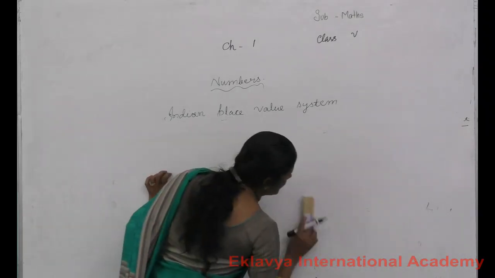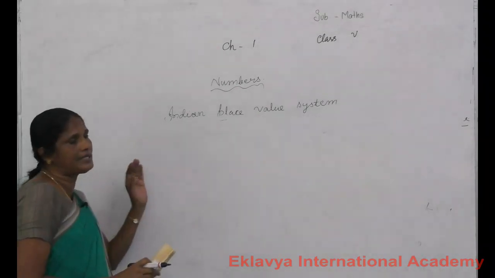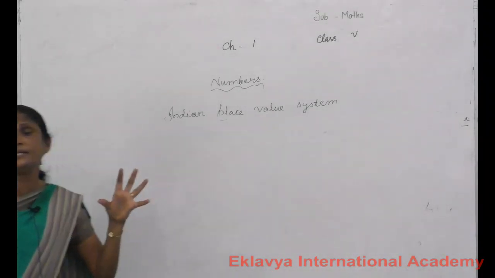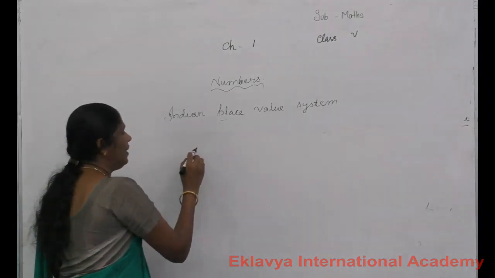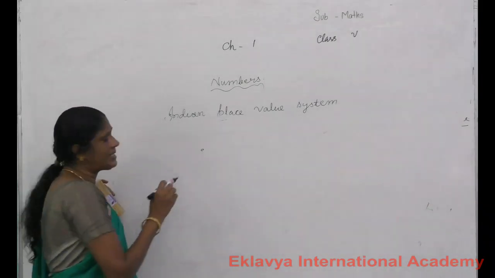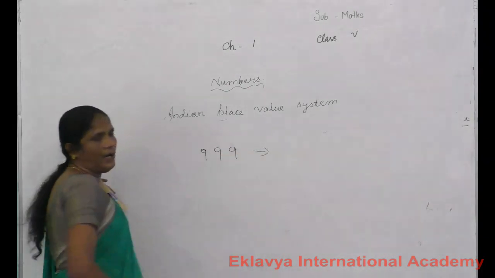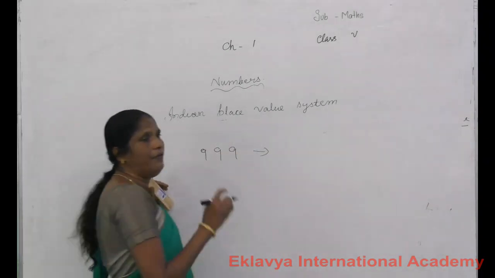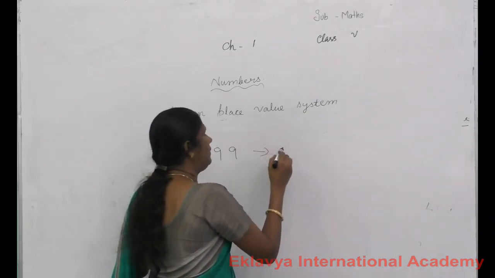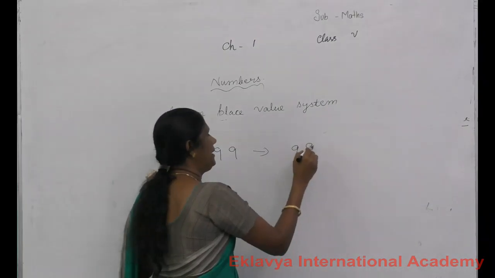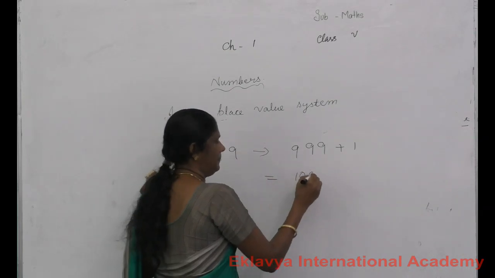Then predecessor and successor. What is the meaning of successor? Successor means just after. Then what is the successor of the greatest 3-digit number? What is the greatest 3-digit number? 999. What is the successor of this number? We add 1. 999 plus 1 is equal to 1000.